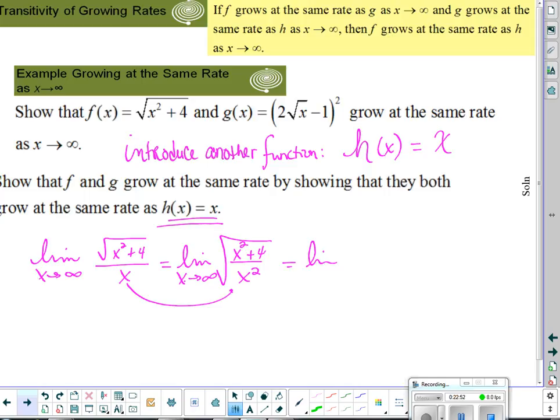Separation gives us x squared over x squared, or 1. Make that a 1. Save a little space. Plus 4 over x squared. Well, we know this limit is going to 0. So the square root of 1 is 1.